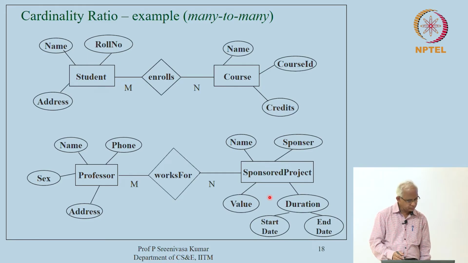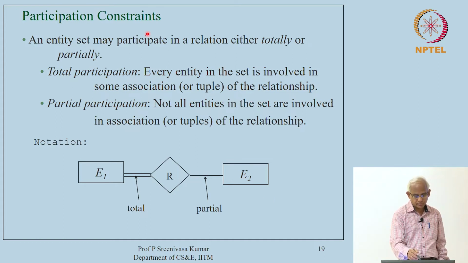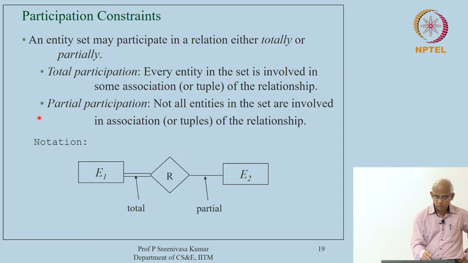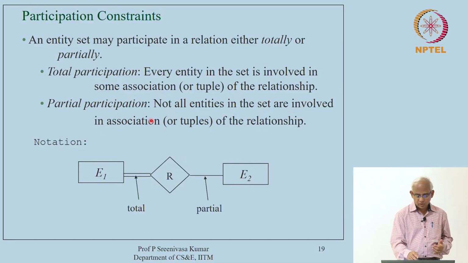Now, this is one important aspect of relationships, typically the binary relationships. On the other hand, we also have what are called participation constraints. This will talk about the minimums, as I was mentioning sometime earlier. An entity set may participate in a relationship either totally or partially. What do we mean by total participation? Every entity in the set, for example E1, is involved in some association or tuple of this relationship. That means it appears at least in one tuple. So, that is the minimum, right. Whereas a partial participation says that not all entities in this set are involved in the tuples in the relationship.